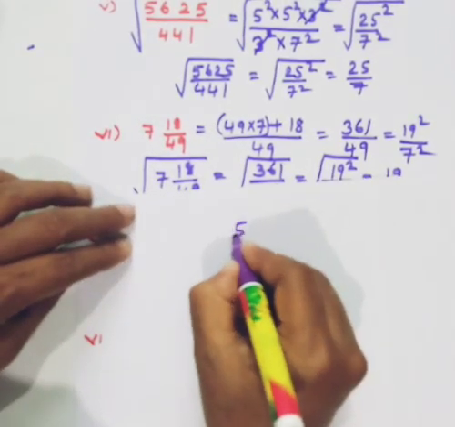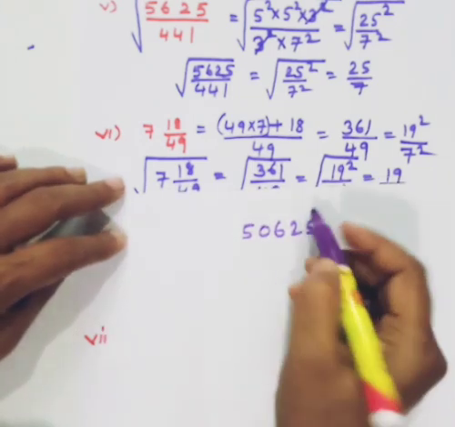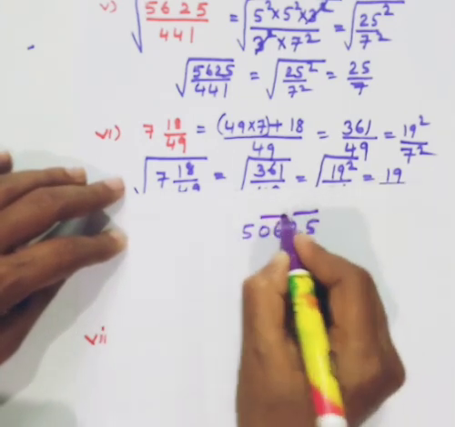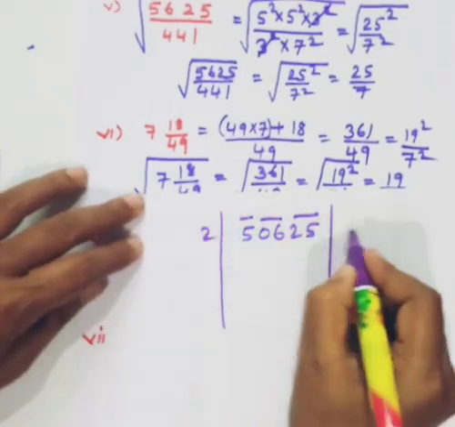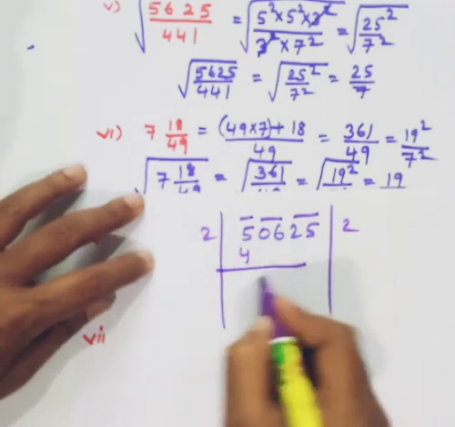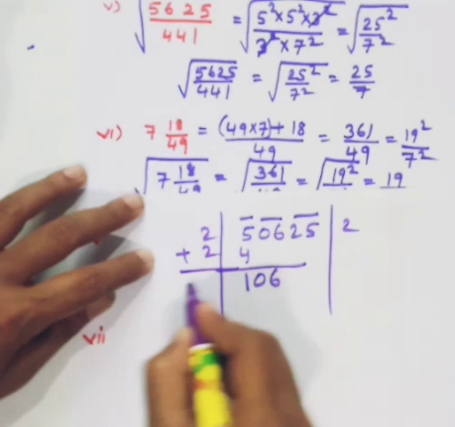50625. Children, we shall go for the division method. It will be easy. Okay, so see. 2 2s are 4. We are left with 1. Bring down 06, plus 2, 4.